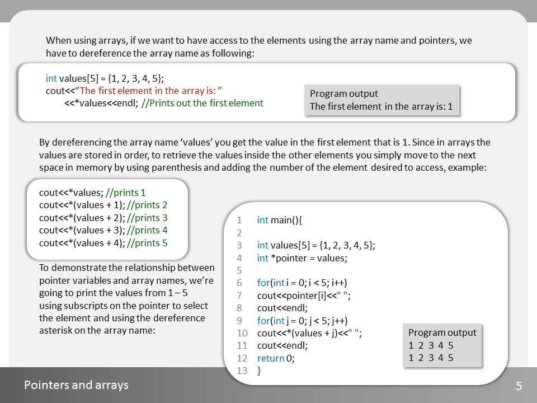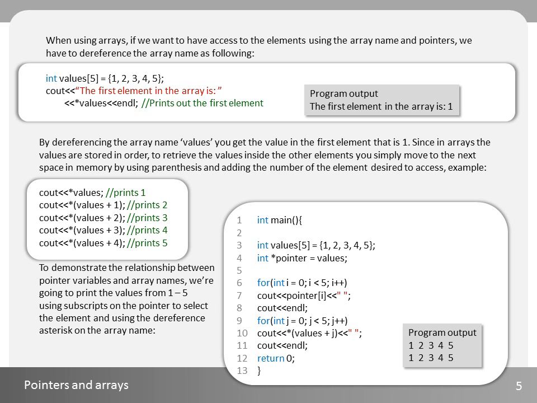When using arrays, if we want to have access to the elements using the array name and pointers, we have to dereference the array name as following. By dereferencing the array name values, you get the value in the first element, that is 1.